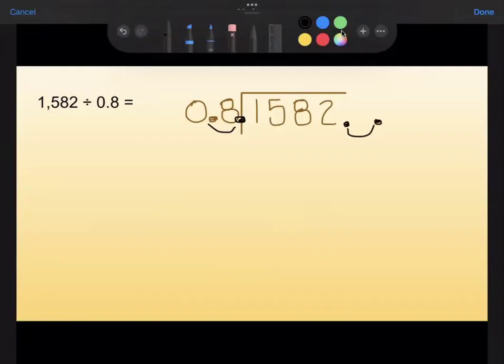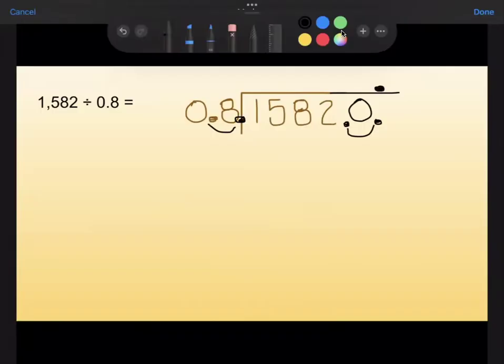Now you may have noticed, well, there's nothing there. I created a space. So in that space I created, I'm going to put a 0 and I'm going to extend my bracket for the answer. Okay, so now I'm going to put the decimal for the answer up into the answer space right above where I moved it in the problem.